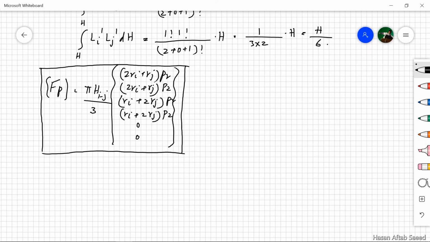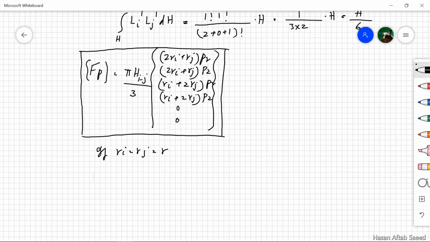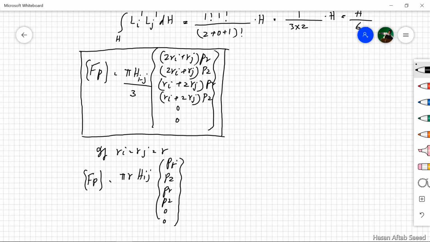If that is the case, that is, if Ri is equal to Rj is equal to R, this is encountered a lot, and in this special case the expression becomes, because this 2 Ri plus Rj becomes 3 R, this expression then gets further simplified, and then it becomes simply this.